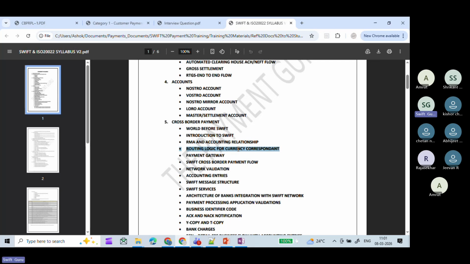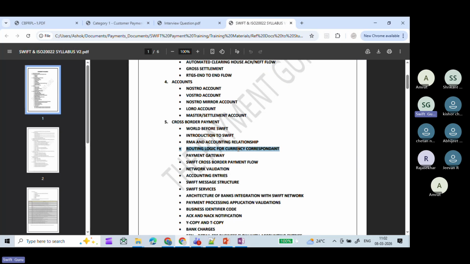You'll also learn about the routing logic for the currency correspondent. The trainings and topics which I have mentioned are based on my experience. So the things which I'll be explaining to you during the training are something only an experienced person will know. It's not openly available on any of the websites or in the videos. This comes out of experience when you walk into these areas. There are things which you will get to know only when you have walked into it.